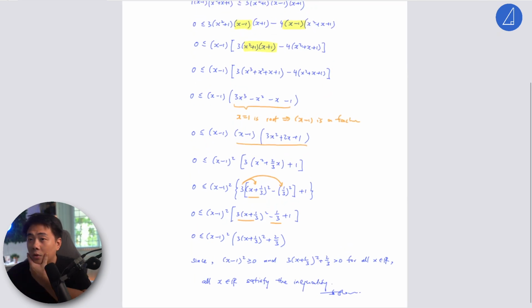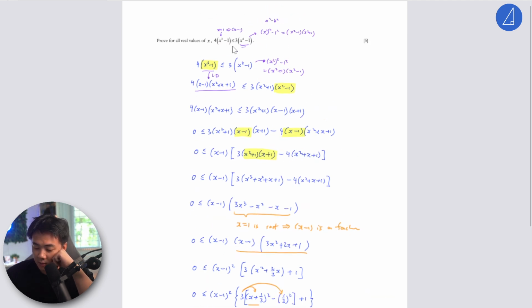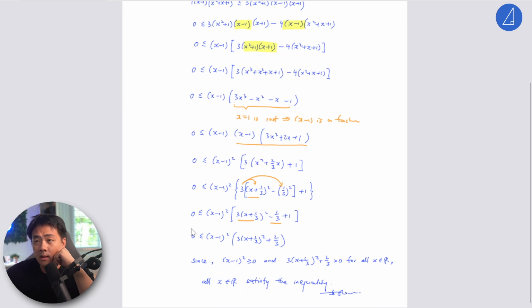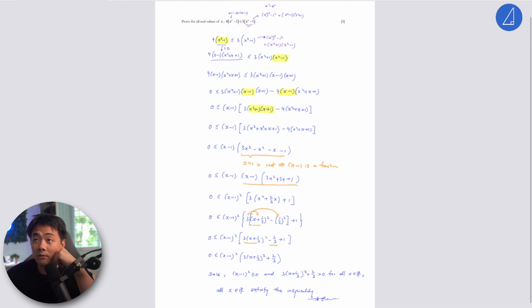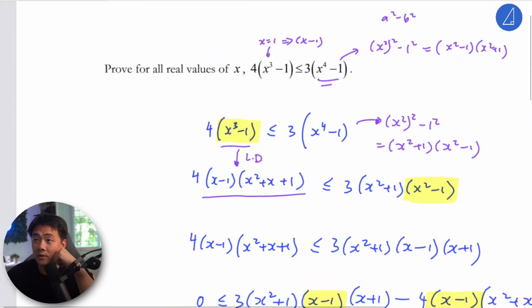So that's how you do this question. Basically, we're able to factorize it such that this is always positive, and this is always positive as well. Any x value you give me, I could either make this 0, with x equals 1 being 0, because the equality sign there is important. But any other x value given to me, it will always be positive. So that's how you show that for all real values of x, this will hold true.